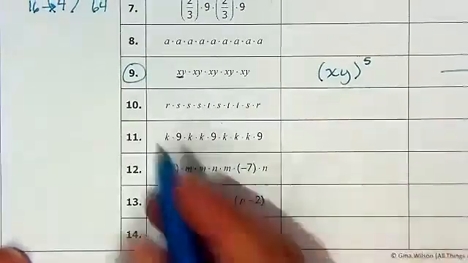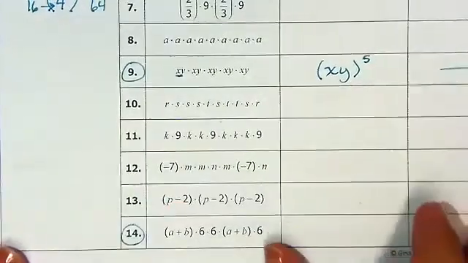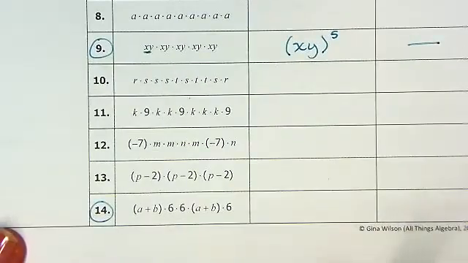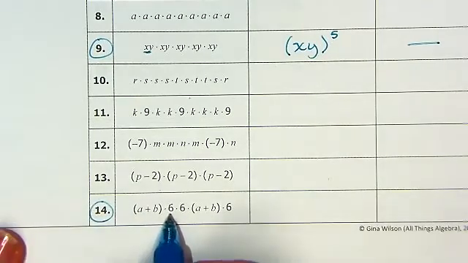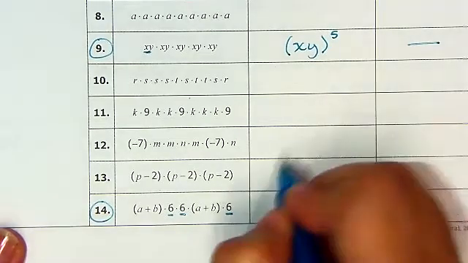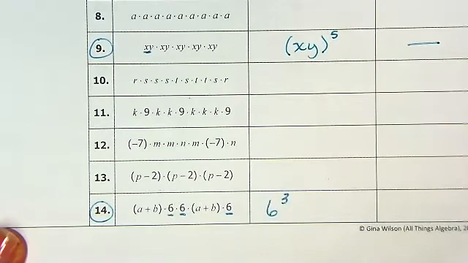All right, next example. We're going to jump on down to 14. Okay, so we're pulling multiple things together here. I'm looking at each thing separately. So I've got the 6's, kind of like I'm combining like terms. I've got 1, 2, 3 6s. So I'm going to have 6 to the third power.